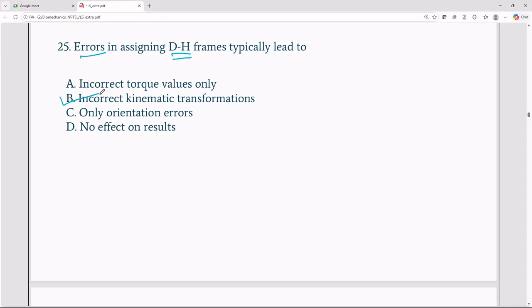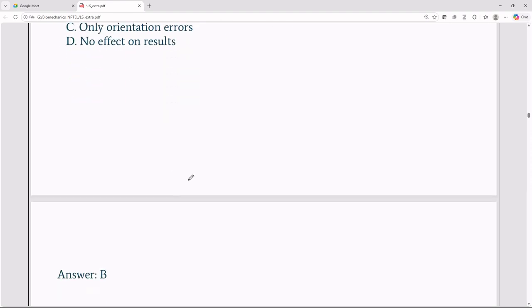Correct answer is option B, incorrect kinematic transformations. In DH there are no force or torque values, so option A is incorrect. Option B, kinematic transformation, is correct because DH frames are used to find the kinematic transformation between two joints or two links. So option B is the correct answer.